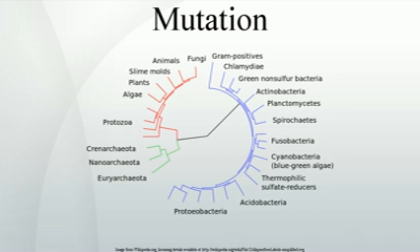Slipped strand mispairing: denaturation of the new strand from the template during replication, followed by renaturation in a different spot, slipping. This can lead to insertions or deletions.